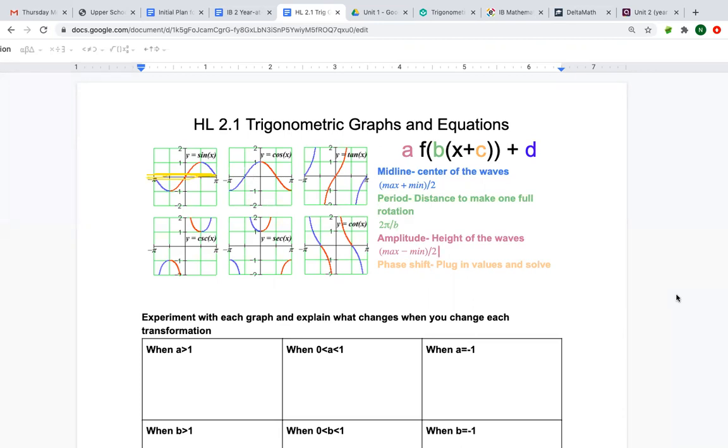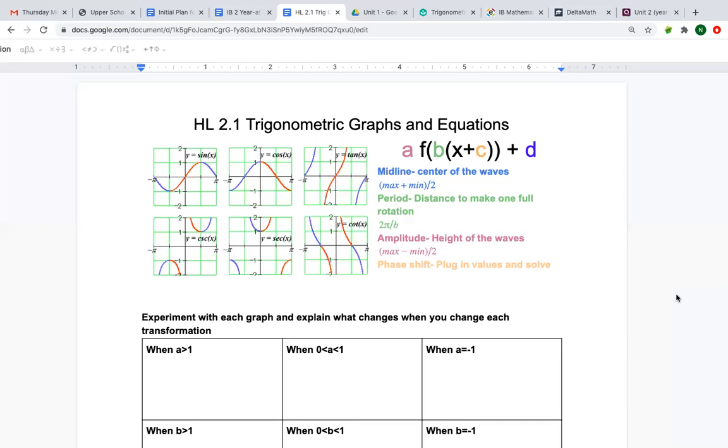The period is the distance for one full rotation. So each of these pictures is one period. The amplitude is how high the wave goes from the midline, so from here to here. And then a phase shift is the horizontal shift to the left or the right. And the way you find those is by plugging in values.